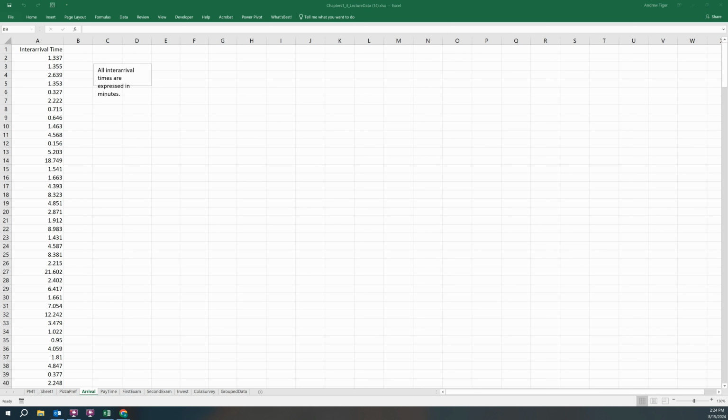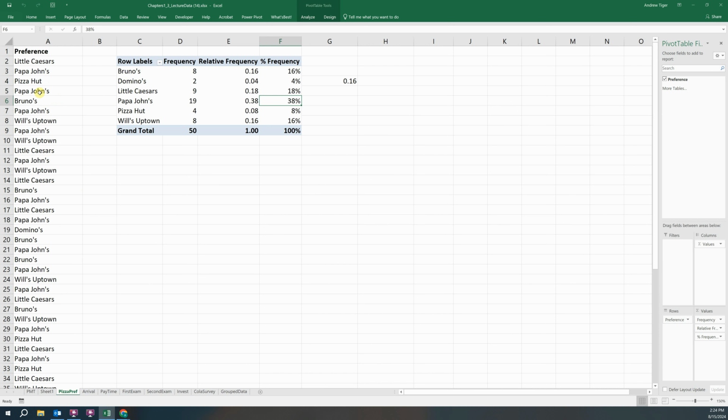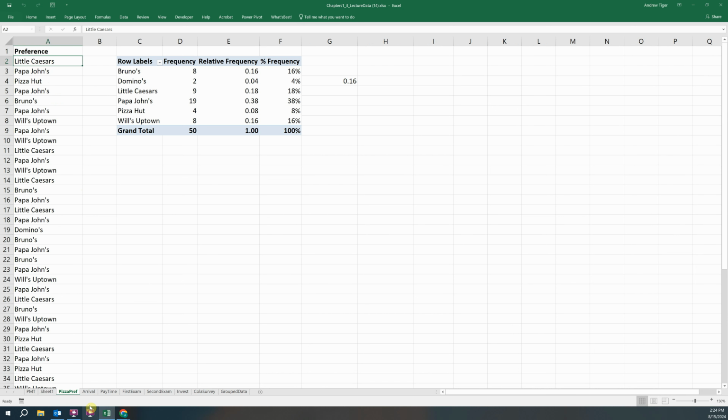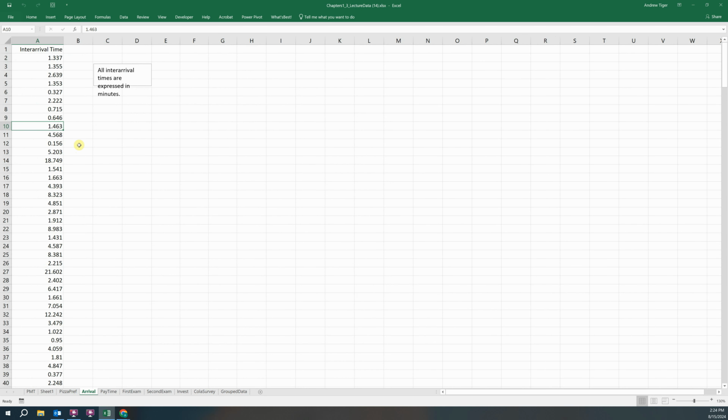Okay, previously we looked at how you build visuals for qualitative data, and we saw that we can use pivot tables when our data is qualitative. But what happens if you have quantitative data, numbers, like this? These are time between arrivals.